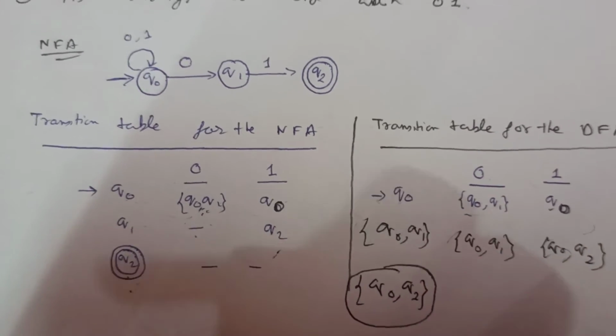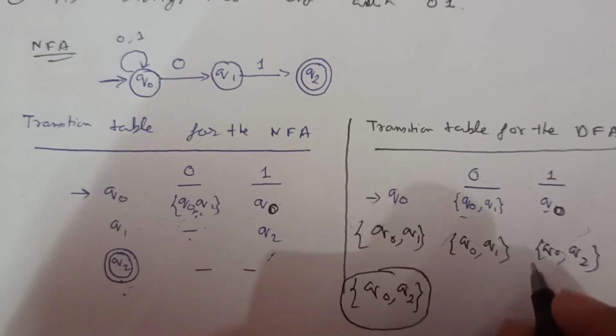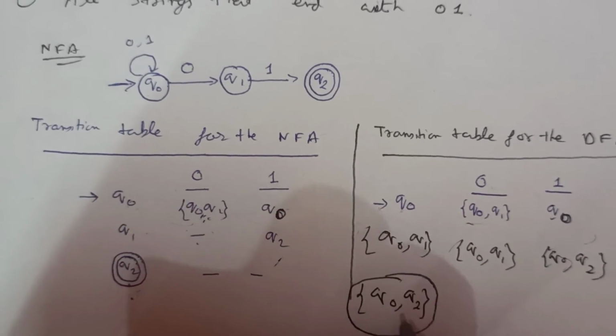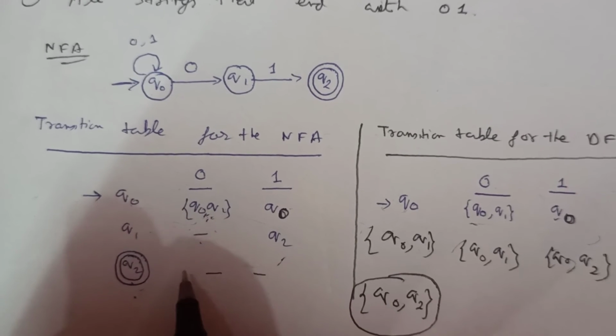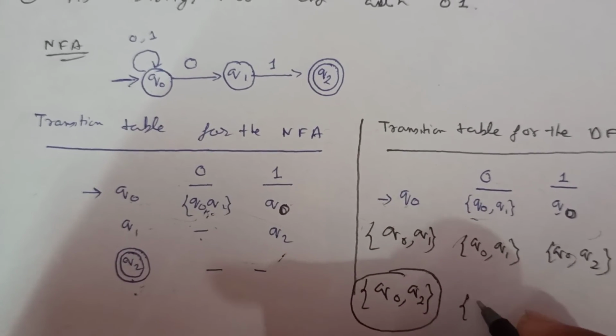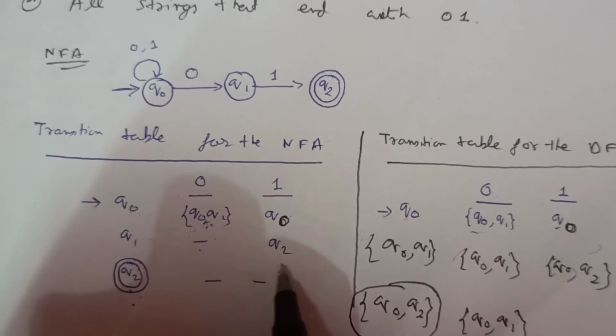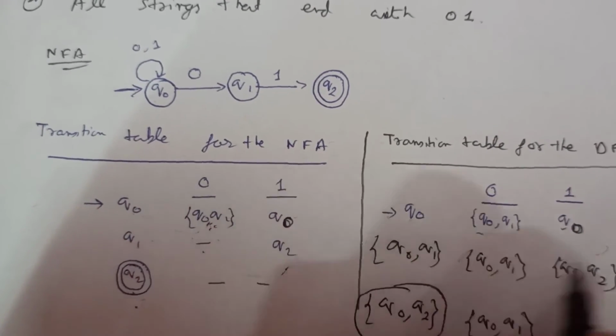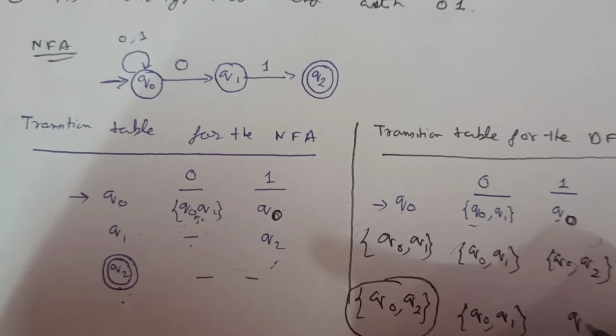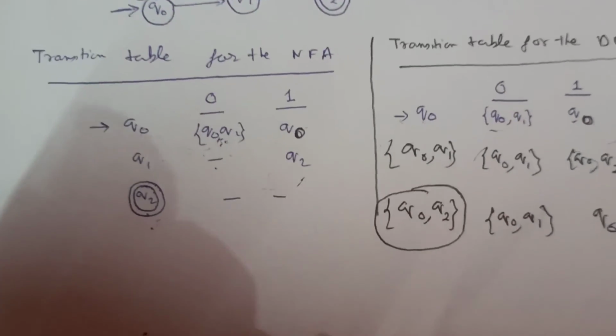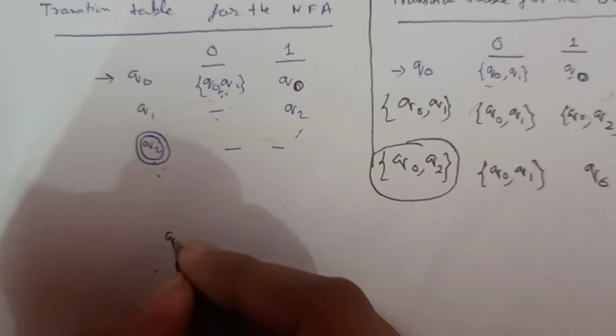Okay, for this one also, let's check where it goes. Q0 goes to Q0 Q1 and Q2 goes nowhere, so it will be the same Q0 Q1. And here again Q0 goes to Q0 and Q2 goes nowhere, so it will be Q0. So it will be a similar type to the previous one.